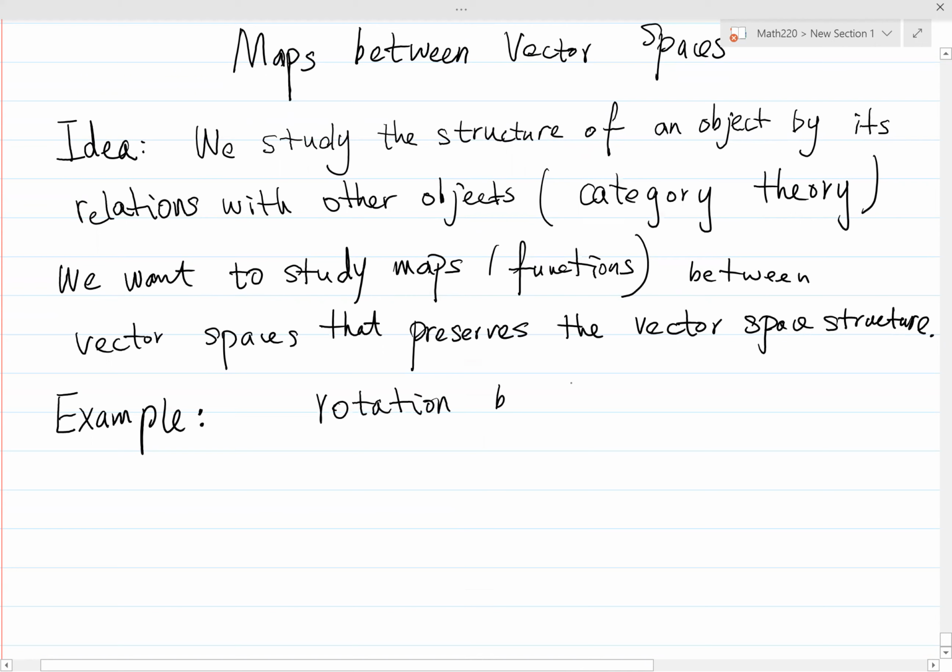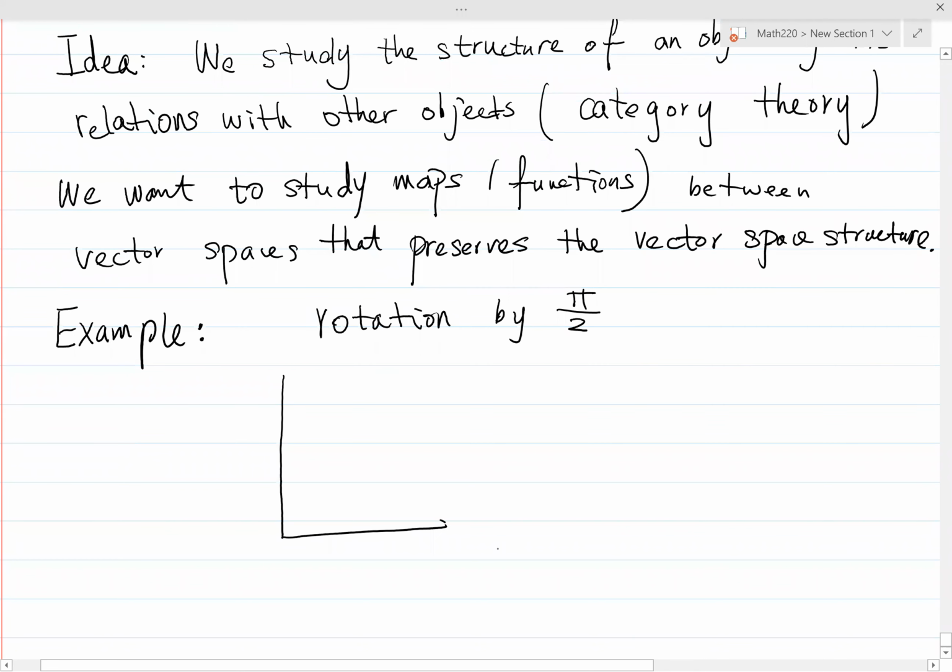Rotation by 90 degrees, power 2. Now, suppose we consider the rotation of this space. We have the xy space. The vector here, this is one, corresponds to the vector I. Now we have vector J here.